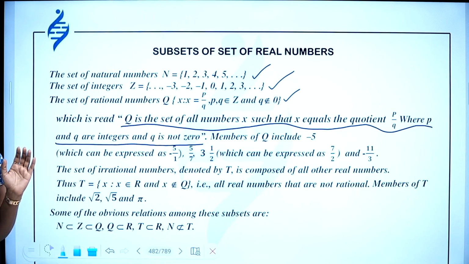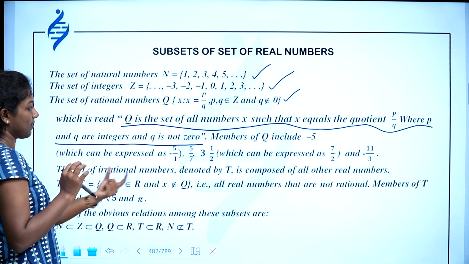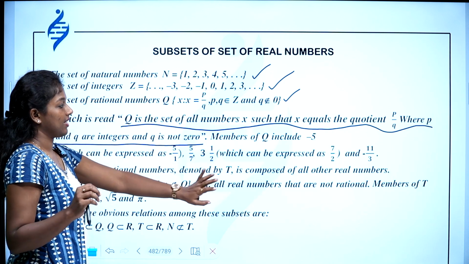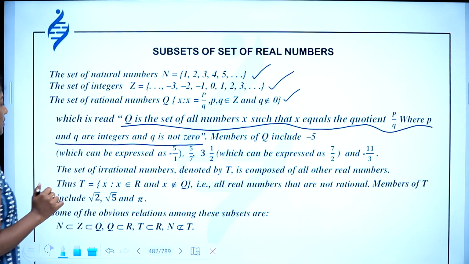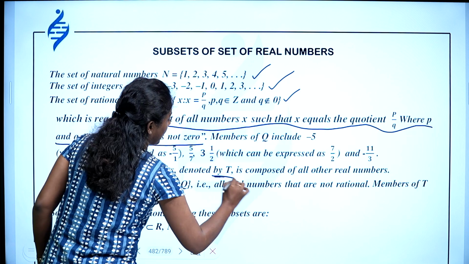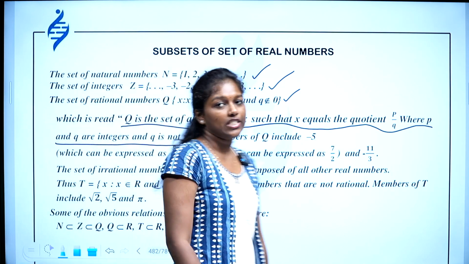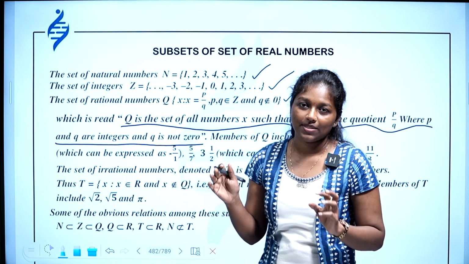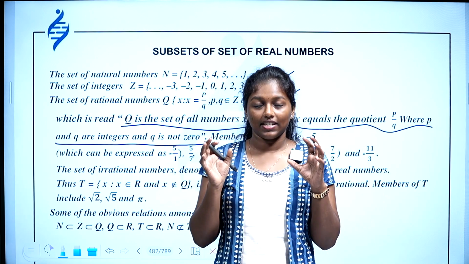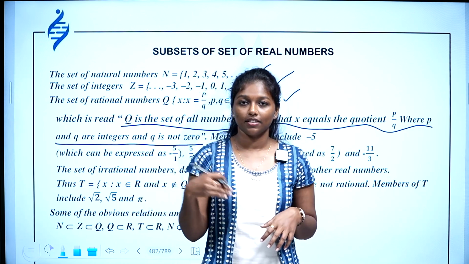So they have written it in the set builder form. Now members of Q include minus 1, 5 by 7, 3, 1 by 2, etc. These are all elements of Q. Then the set of irrational numbers. An irrational number is denoted by T, and it is composed of all other real numbers. Thus T is equal to the set of all x such that x belongs to R and x does not belong to Q. As we said, irrational numbers are those real numbers which are not rational.